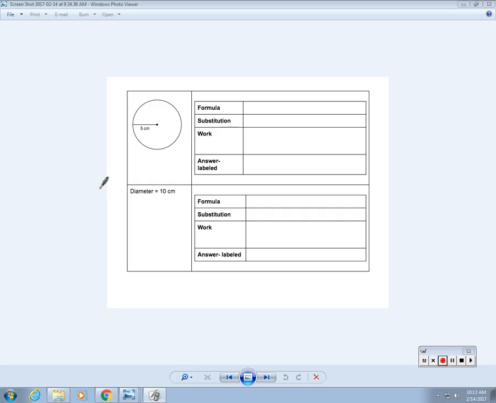Number 4. Which formula do we need to use? C equals pi d, because we know the diameter is what? 10 centimeters. What's going to go on our substitution line? Do we know C? No, we don't know C. C equals 3.14 times 10.